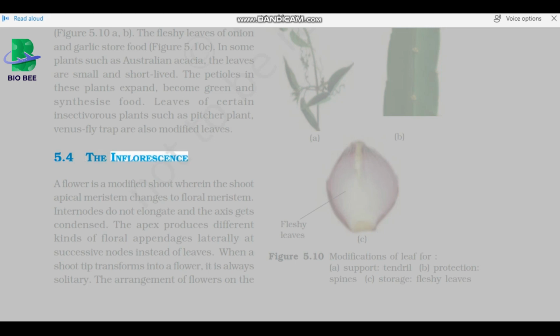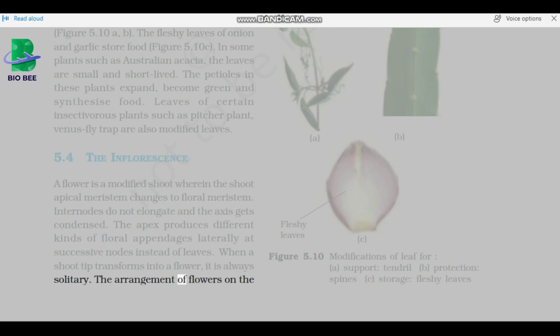The inflorescence. A flower is a modified shoot wherein the shoot apical meristem changes to floral meristem. Internodes do not elongate, and the axis gets condensed. The apex produces different kinds of floral appendages laterally at successive nodes instead of leaves. When a shoot tip transforms into a flower, it is always solitary.